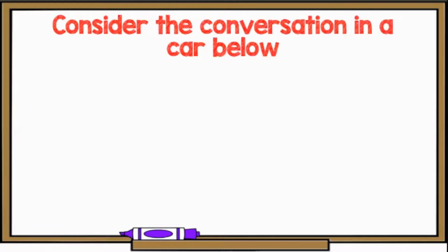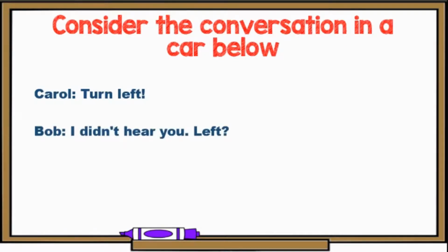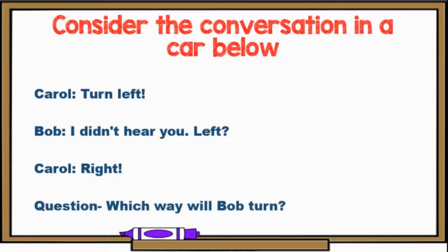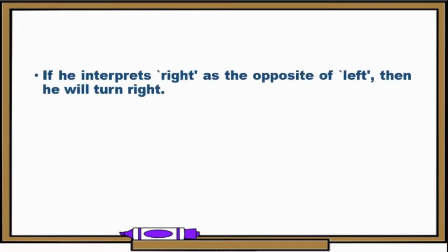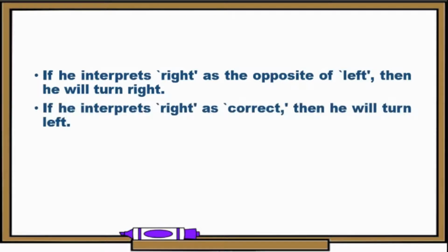I want you to consider the conversation in a car below. Sabi ni Carol, turn left. Nagda-drive kasi sila. Sabi ni Bob, I didn't hear you. Left? Sabi ni Carol, right. So, this is the question. Which way will Bob turn? If he interprets right as the opposite of left, then he will turn right. Pero if he interprets right as correct, then he will turn left.